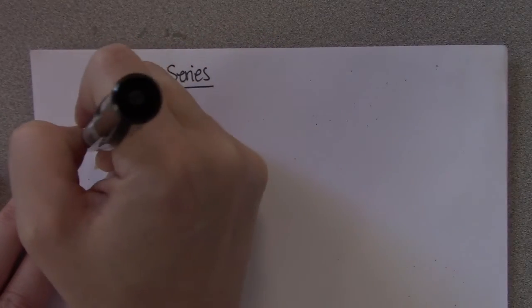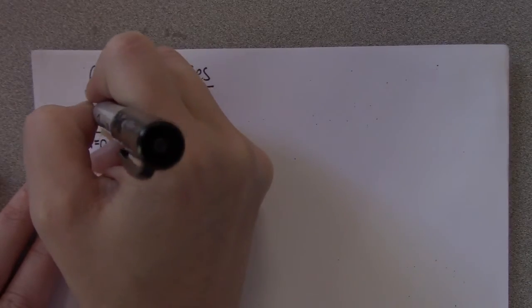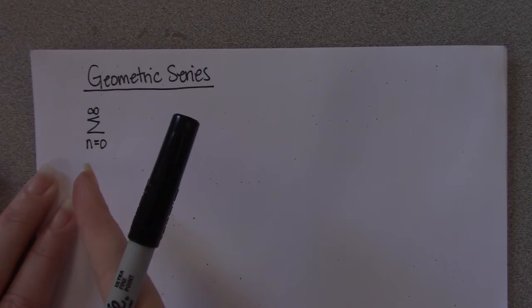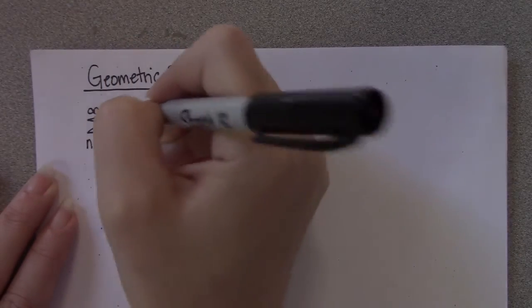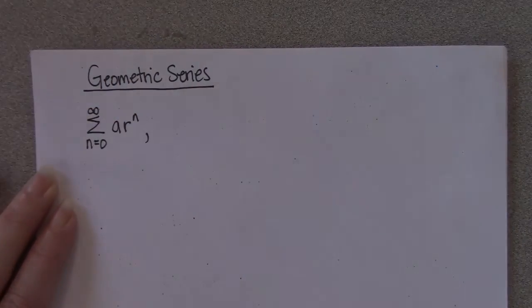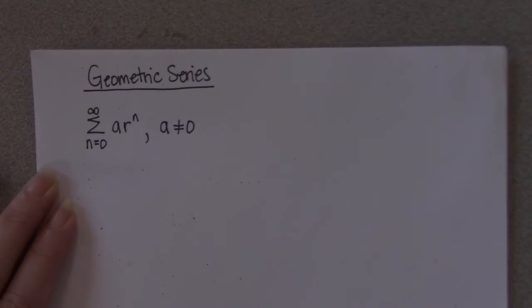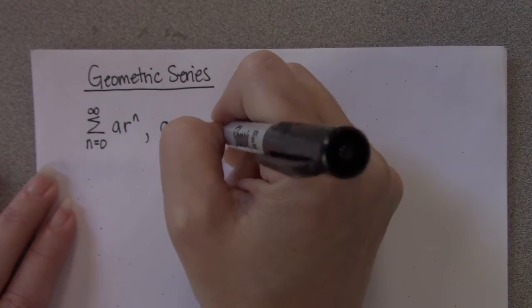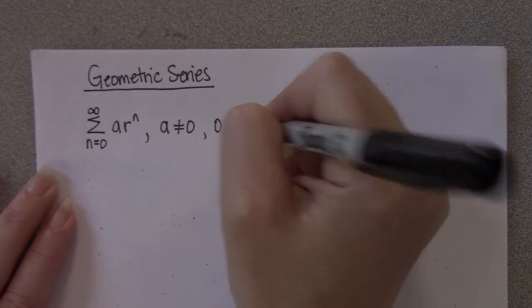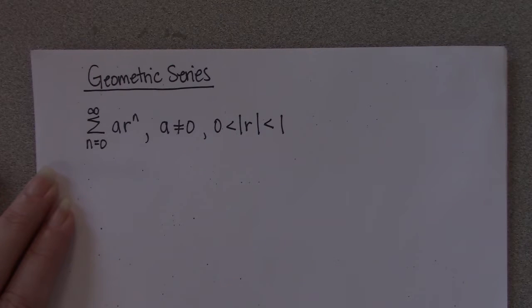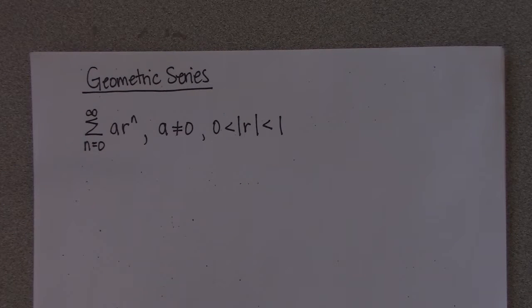All right, so the form of a geometric series, notice this time I'm starting from 0. Be careful to always pay attention to your indices. It is the sum of A, that's a coefficient, times R raised to the n. A cannot be 0, otherwise you're just summing a bunch of zeros. And the absolute value of R needs to be between 0 and 1. So essentially we're getting a fraction, but that fraction can be positive or negative. That's why we said the absolute value.